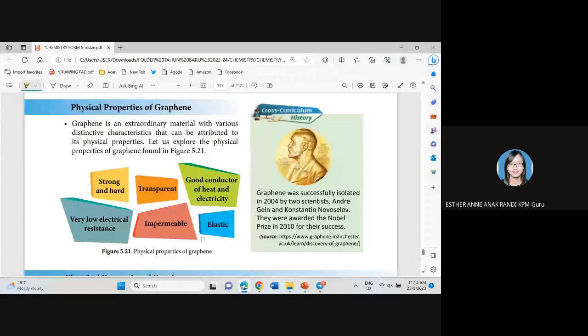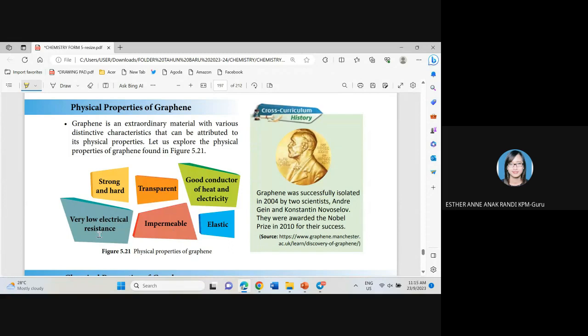Good conductor of heat and electricity. Okay, some are used for thermal purposes. Okay, they are elastic. Graphene is also impermeable, meaning it is not see-through. Not see-through. It is not pierced through. Nothing can go through it. Kalau dia sebagai bulletproof vest tadi, nothing can pass it. Kita tukul deka or anything, it's not permeable.